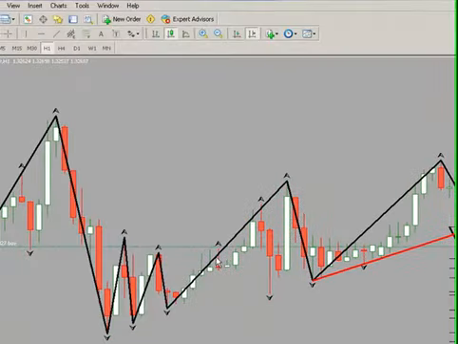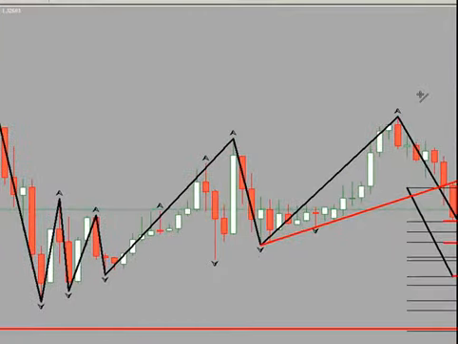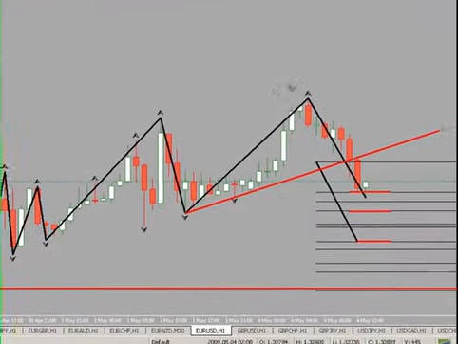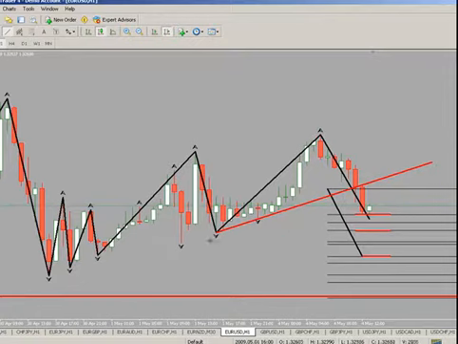Now we can see here we've had a lovely A, B, C pattern. So typical zigzag wave here, and if you'd known how to trade it, you could have got in around here, and then you would have got this lovely move down here. So what I've done is I've drawn a line underneath the lows.